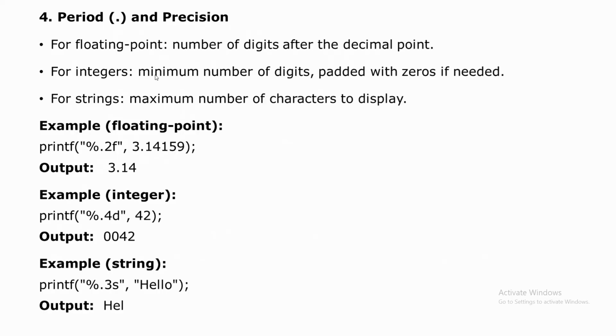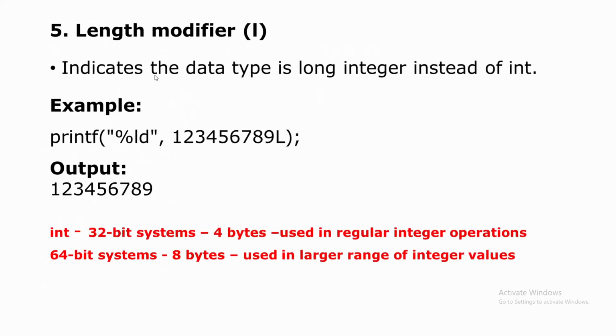Now let us understand this using a real life example. Suppose your mobile phone battery shows 75%. The phone displays only the required precision. Similarly, when you see your bank balance, it shows rupees 2500.75 and not 2500.75432781 because only two decimal places are required. So precision helps us display data neatly and accurately.